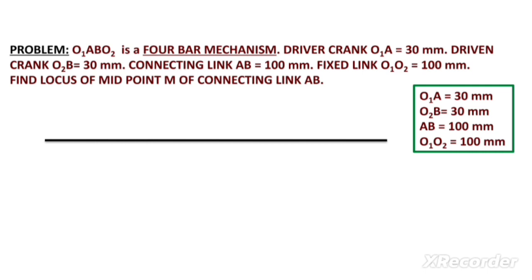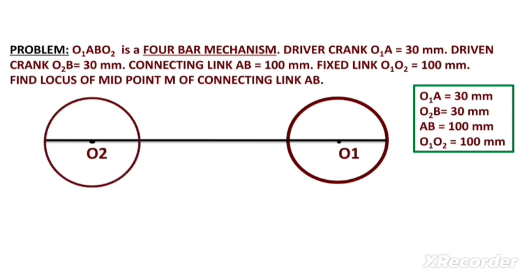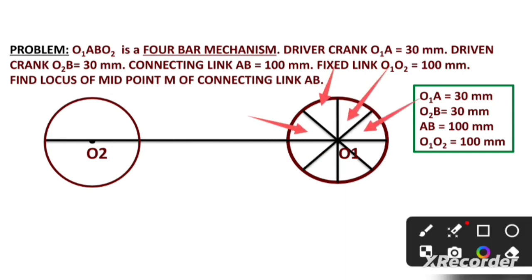First of all, we draw a horizontal line of any length. Mark here point O1. We draw one circle having radius O1A equal to 30 mm. In a similar way, we mark here point O2. The distance between O1 and O2 is 100 mm. With O2 as center point, radius 30 mm, we draw the second circle. Here we divide the circle into 8 equal parts, with a distance of 45 degrees between each line.